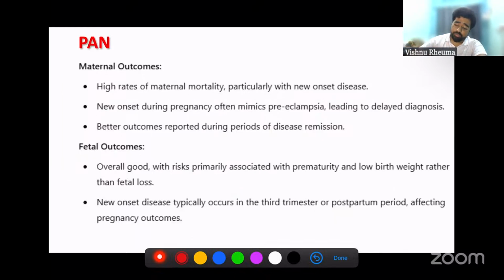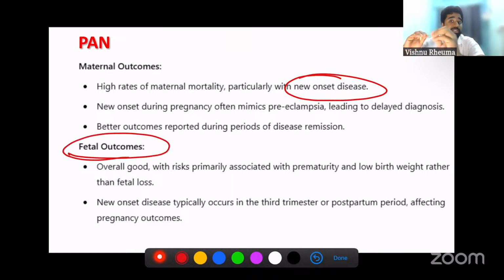PAN, as I told you, with new onset disease and even otherwise also, there are flares that occur, especially in new onset disease. It will mimic preeclampsia, and it will again cause a diagnostic conundrum. Otherwise fetal outcomes are overall okay, unless again it's a new disease, especially in the third trimester, then it can affect pregnancy outcome. Otherwise neonatal outcome is okay, maternal outcome is slightly poor, especially in new disease.